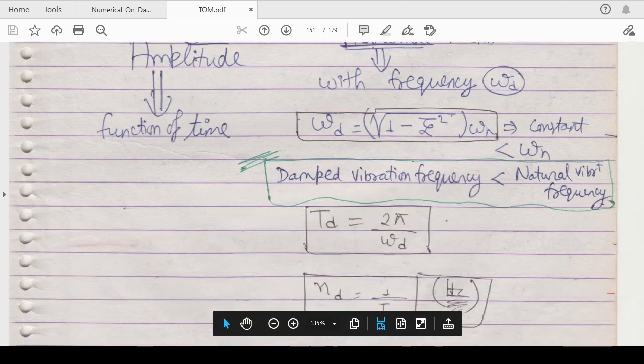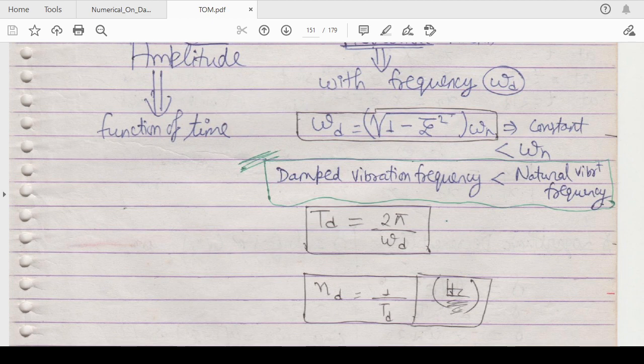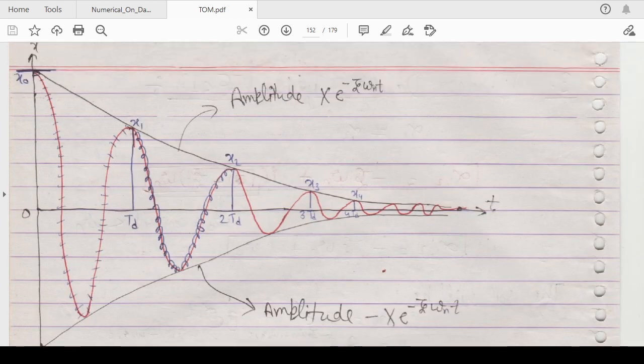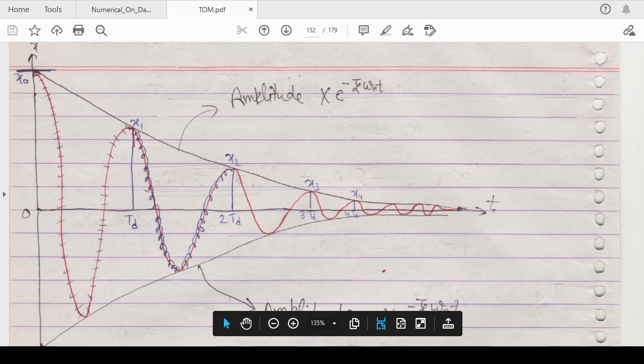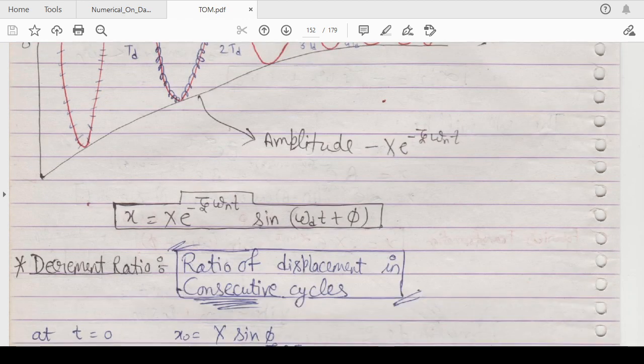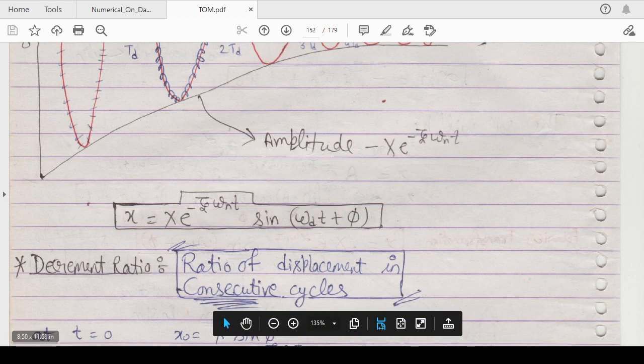We have also seen that the damped vibration frequency is always less than the natural vibration frequency. This is the decay of the vibration, as you can see in the picture. The amplitude, here x naught, decays like this: x naught to x1, then x2, x3. The ratio of this decay in amplitude is called the logarithmic decrement, or decrement ratio, which is the ratio of displacement in consecutive cycles.